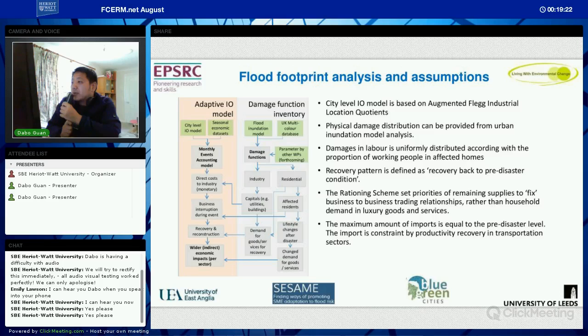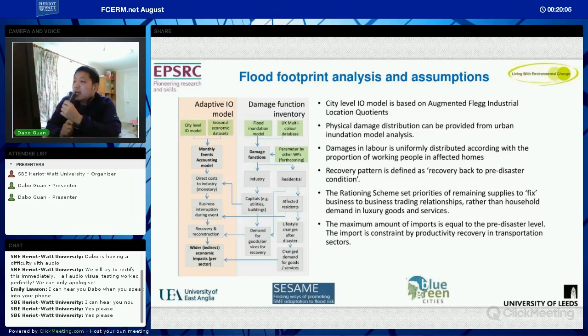Some other assumptions, for example, the physical damage distribution, we will get from urban inundation models. If not, we will have to make some assumptions. For the damage in labor, like the amount of labor not available for work, it's quite hard to guess which sector they work for, so we just have them uniformly distributed among the different sectors, based on the GDP proportion, etc. We can do sensitivity analysis on that. Again, and many other things, recovery patterns, rationing schemes.